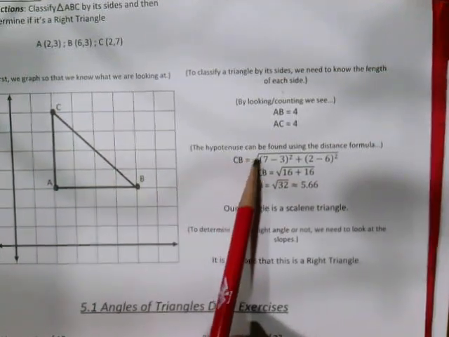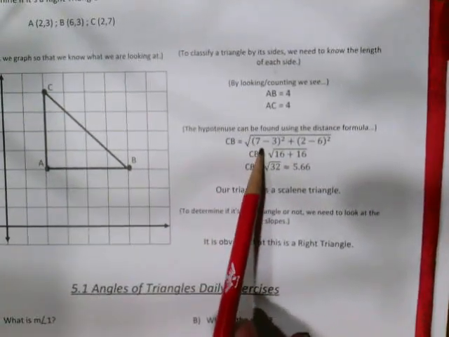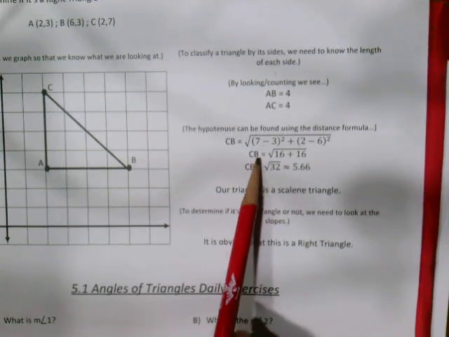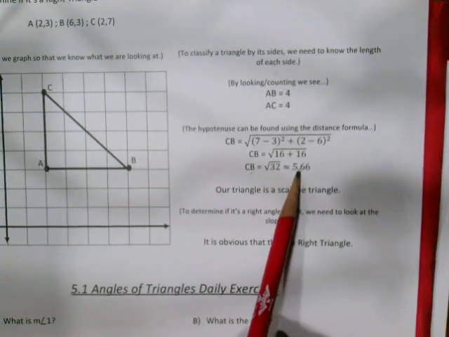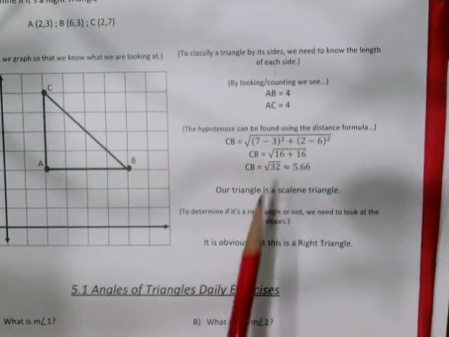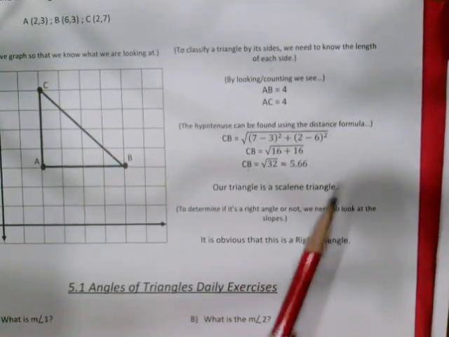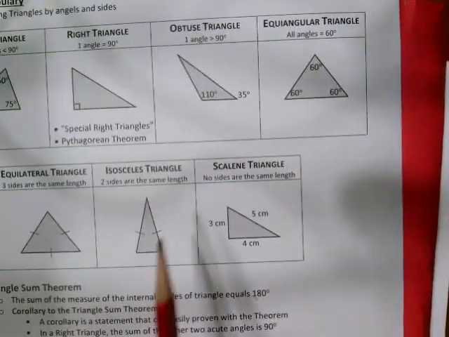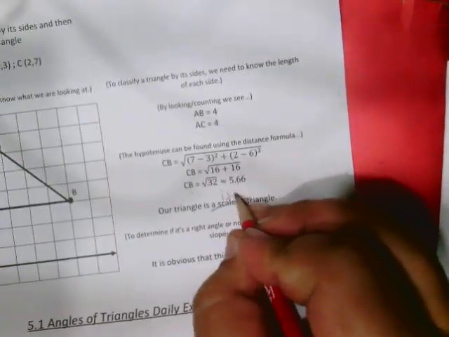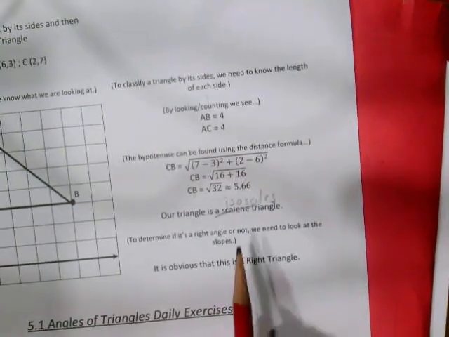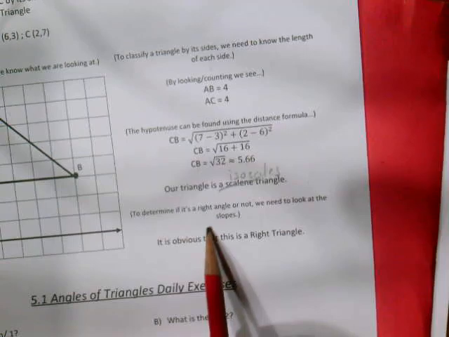Okay, and now we need to know how long this one is. Well, to do that, we need the distance formula. So CB is the distance formula shown here. That tells us that CB is about the square root of 32, or approximately 5.66. Essentially, what we're saying here is that we have two legs that are the same and one that is not. This is an isosceles triangle. Okay, I made a mistake there. This is an isosceles triangle.